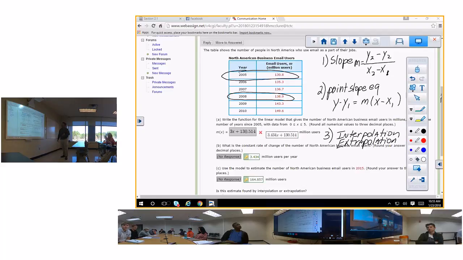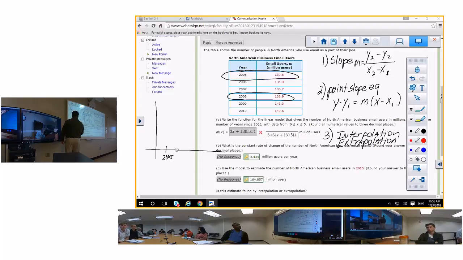Now, these are 2 points on the graph. Let's say 2005, 2006, 2007, 2008, 2009. And then we've got 100 million, or millions. Let's go 20, 40, 60, 80, 100, 120, 140, 160, 180, 200. So there's 100 million right there.